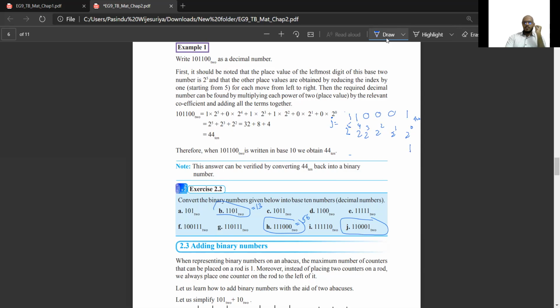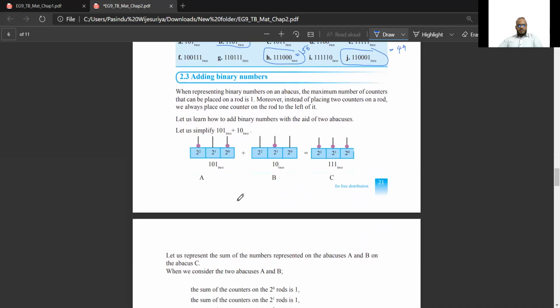So this is 1. Doesn't matter. These ones are 2, 4. You all should know now. 2, 4, 8, 16, 32. So the answer is here. You can see 32 plus 16 plus 1 is 49. Answer is 49. So yes, we have covered that also.